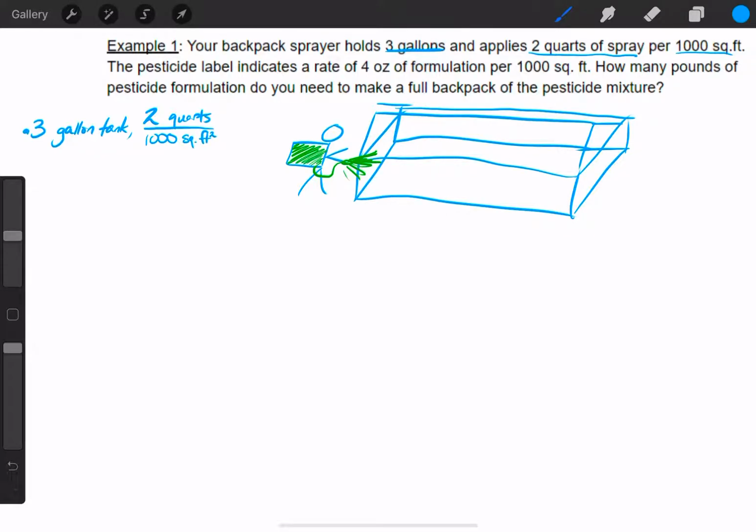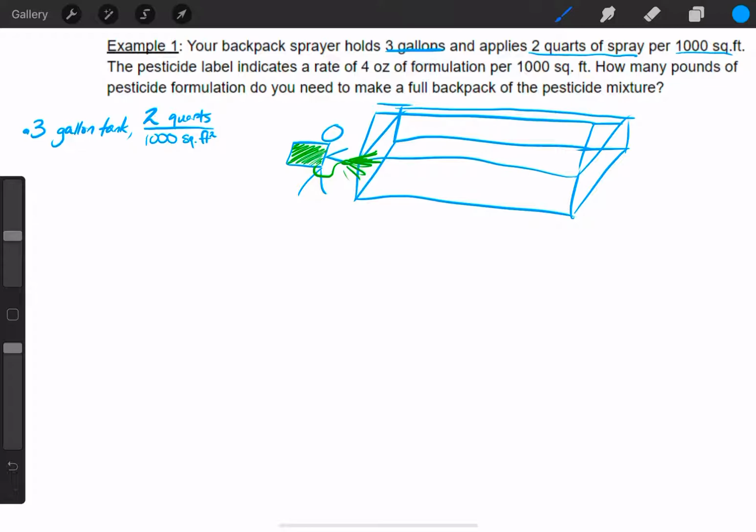I do want to make note that I could flip that rate around and write it as 1,000 square feet per 2 quarts. That is completely equivalent. Anytime you're given a rate like that, you can write it either way. Essentially, the fraction equals 1, so we can play around with that as we like. But I really want to make sure that we understand what that rate is saying, that we're interpreting it correctly.